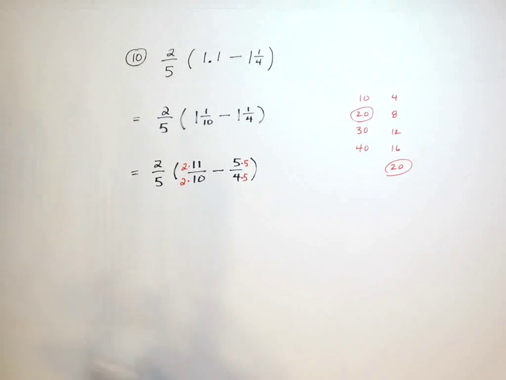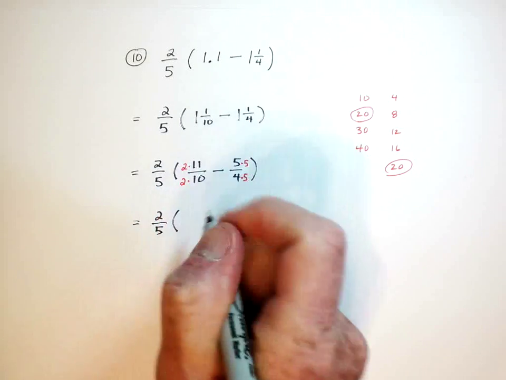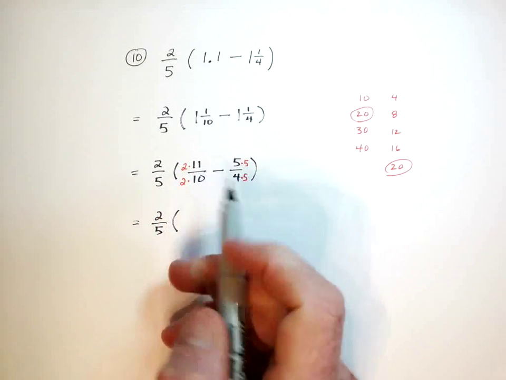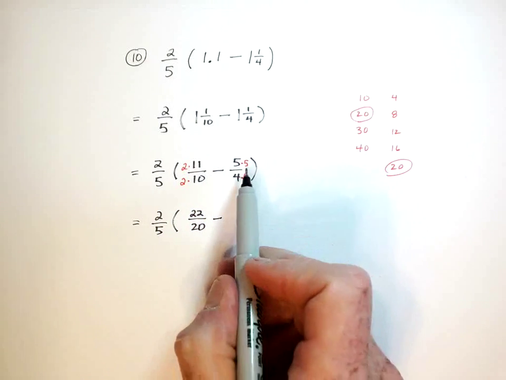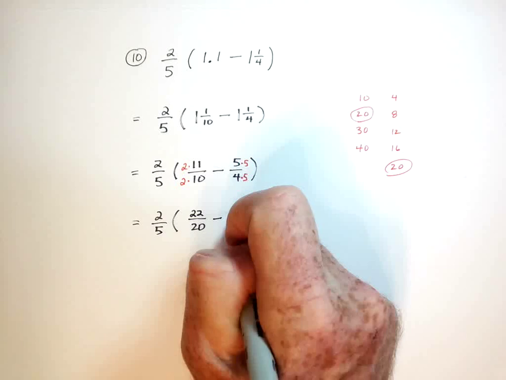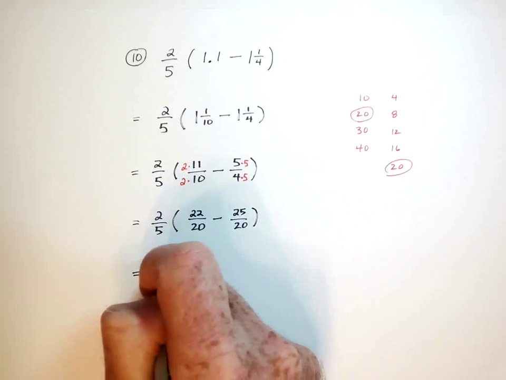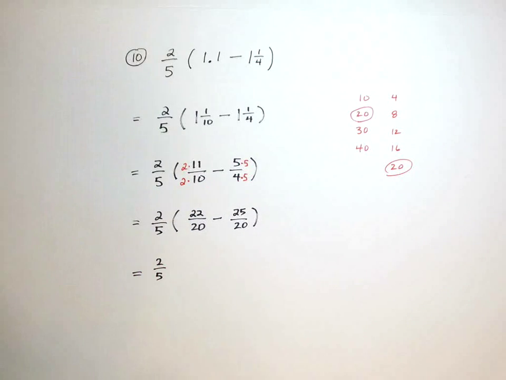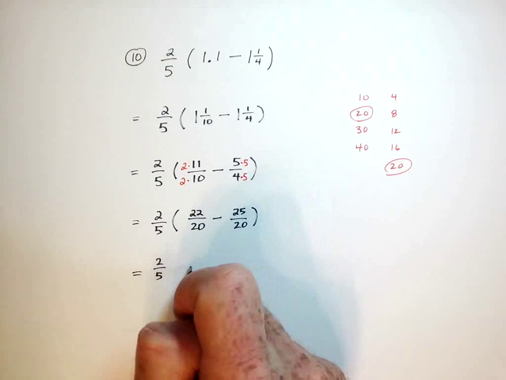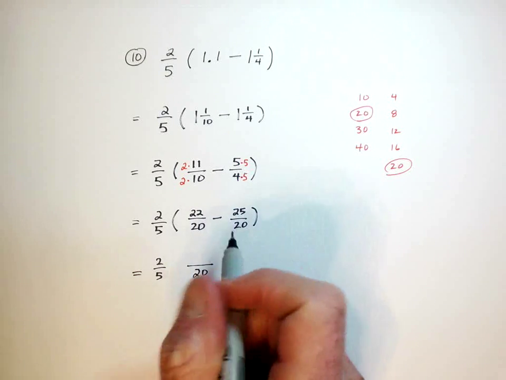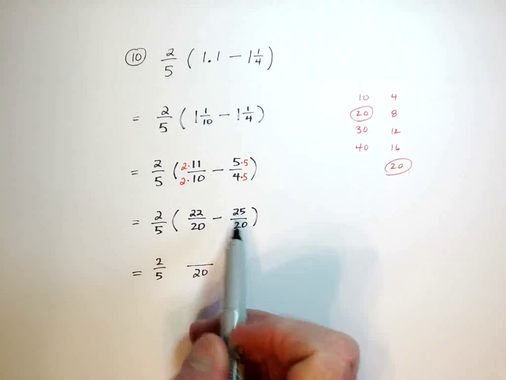And then inside the parentheses, it's going to look like this. This one would be 22/20. This one would be 25/20. Then they have a common denominator, so that means that the answer is going to be 20ths, and it's going to be 22 of them minus 25 of them. So that's -3.